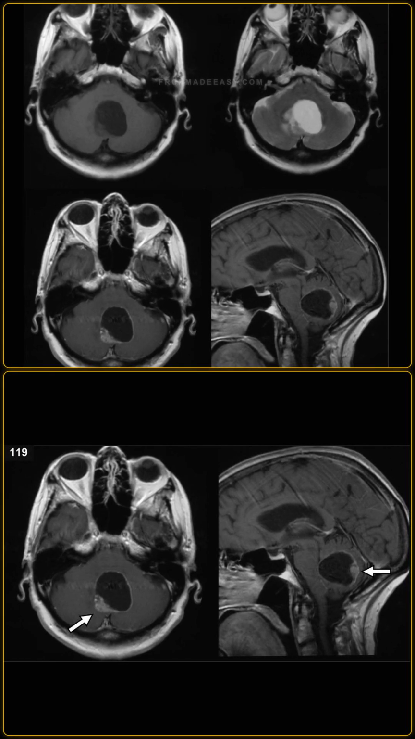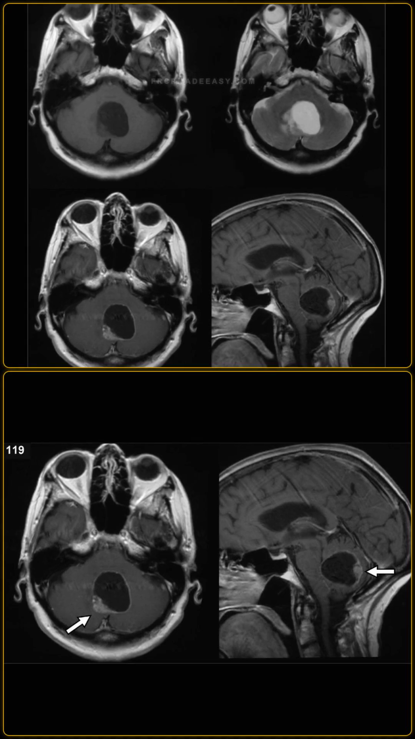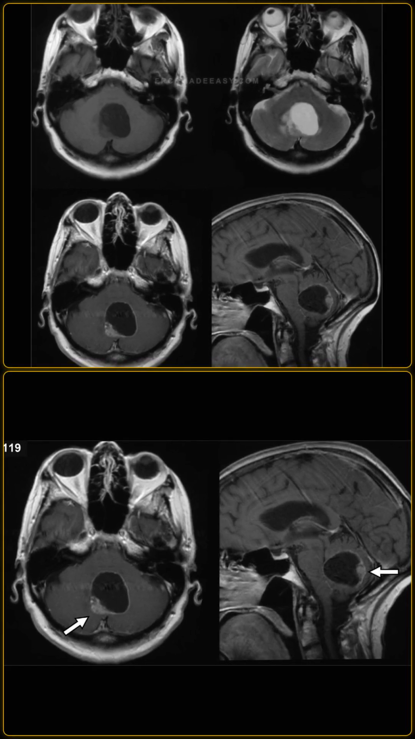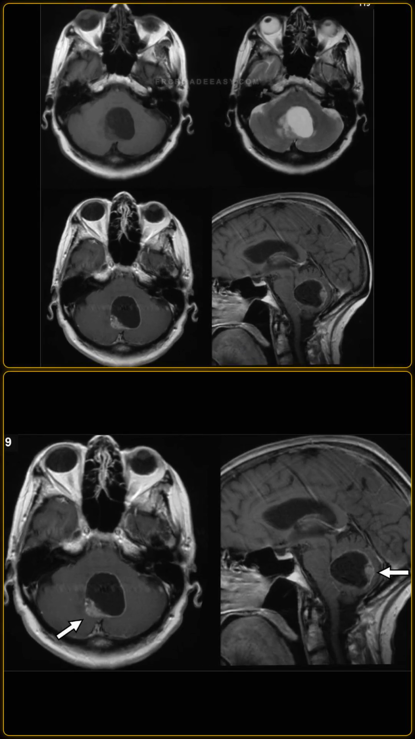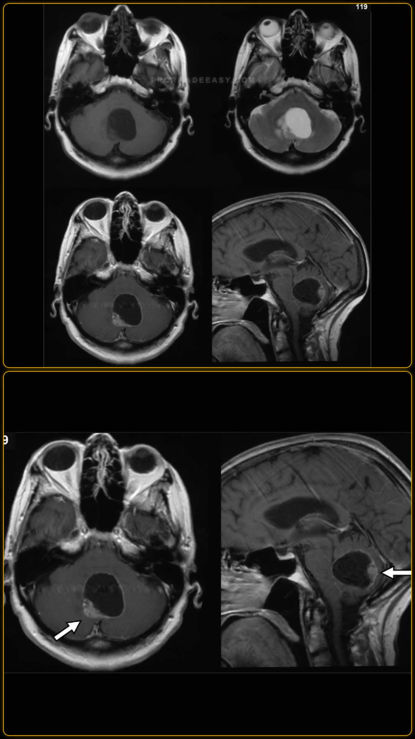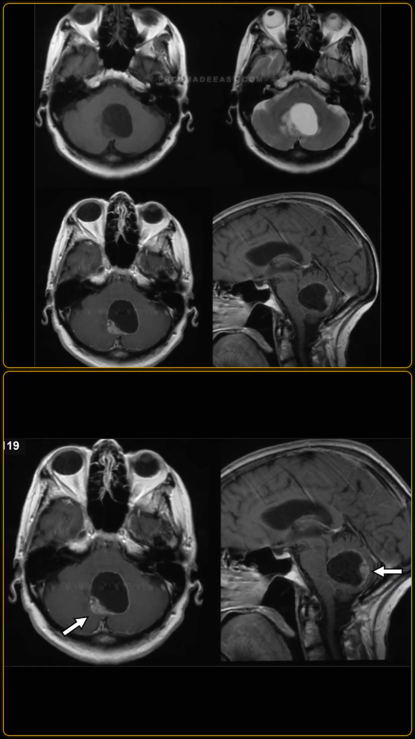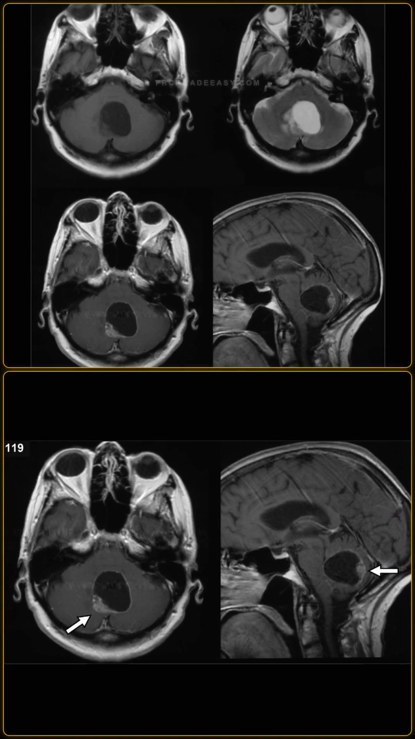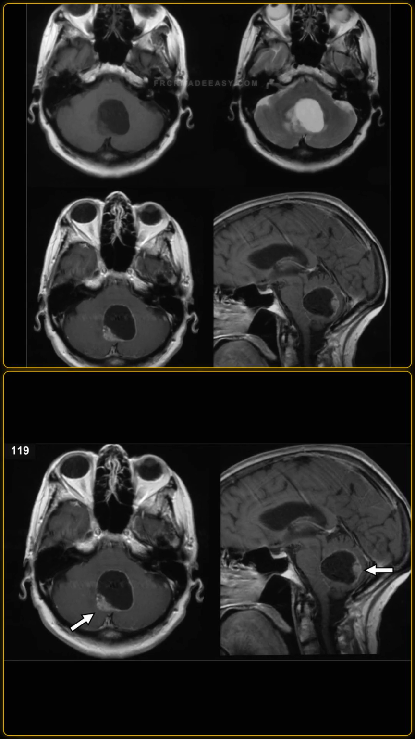Discuss the systemic manifestations of von Hippel-Lindau disease across other organ systems. Von Hippel-Lindau disease is an autosomal dominant inherited multisystem disorder caused by mutations in the VHL tumor suppressor gene on chromosome 3. It is characterized by a predisposition to develop a wide spectrum of tumors, including CNS and retinal hemangioblastomas.